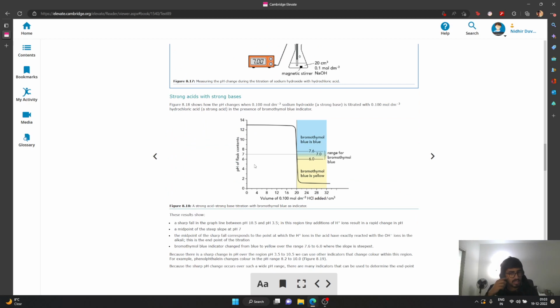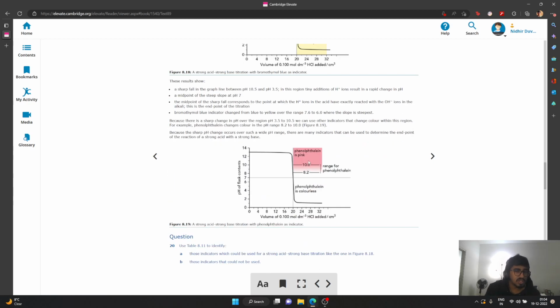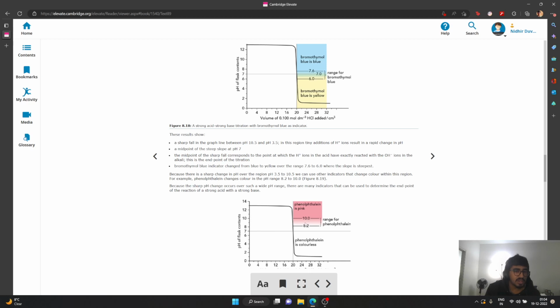Now the last thing they talk about here is the combination of a strong acid with a strong base. The pH will be very high when it starts, something like 13, and then very quickly it falls. It touches 7 in the middle, and then it becomes acidic very quickly. So you want to choose an indicator which can reflect this change. And of course, different indicators change in different ranges. Phenolphthalein is pink when it's basic, and once it crosses 8.2, it is basically colorless. So this kind of indicator is good. You will know this change properly.